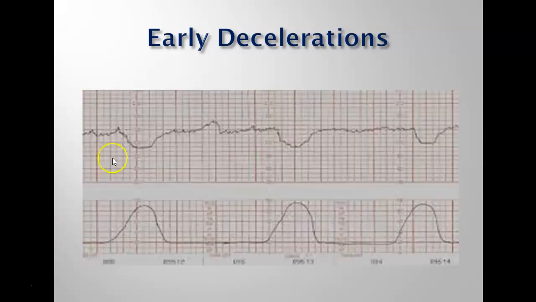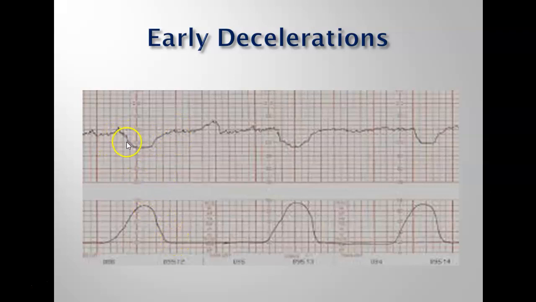So this is an example of an early deceleration. Again, your fetal heart rate baseline is in between the contractions. Notice as the contraction goes up, the fetal heart rate goes down. The nadir is identical at the acme, or the peak of the contraction, and then the heart rate starts to return to baseline as the contraction comes down.